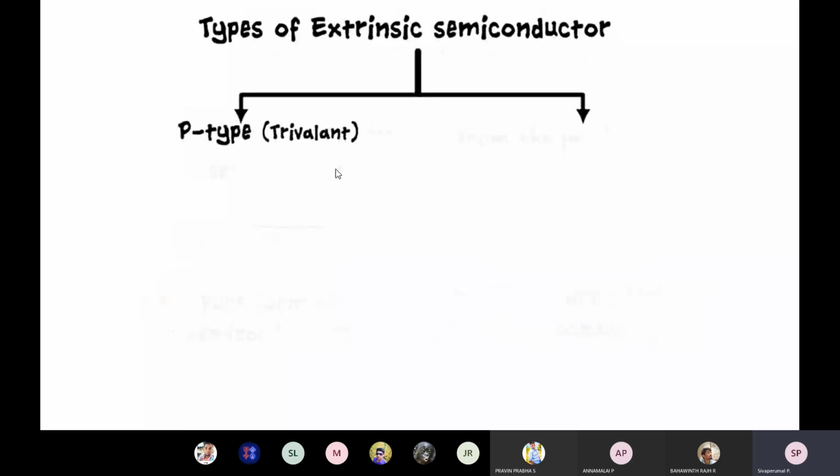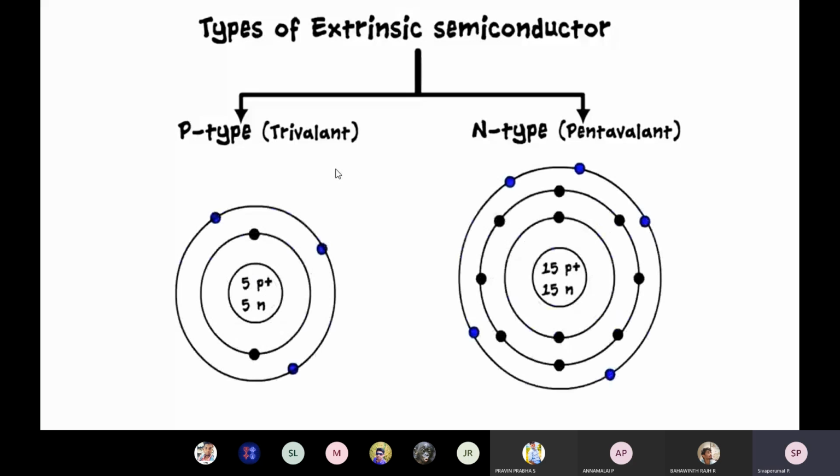The extrinsic semiconductor has two types: one is P type and the other is N type. P type is called trivalent, with 3 valence electrons in the orbit around the atom. In the case of N type, there are 5 valence electrons, so that is called pentavalent. For example, boron is used for P type.